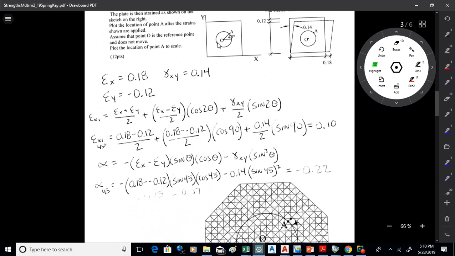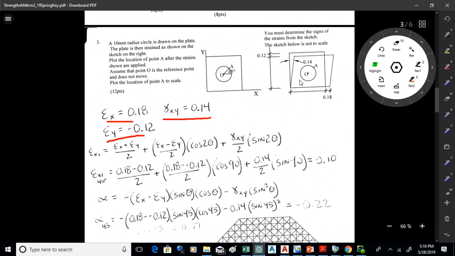Okay, the next one there, we got point O as our reference. We want to see where point A will end up. We've got the strains in the X, Y directions, as well as the shear strain there. So the X strain is getting larger, it's lengthening out. The Y strain is getting smaller, so that's a negative. The length in the Y direction is getting smaller, so that's a negative for the strain. All right, we can find the normal strain at 45 degrees, use the normal strain equation there. That gets you 0.1.